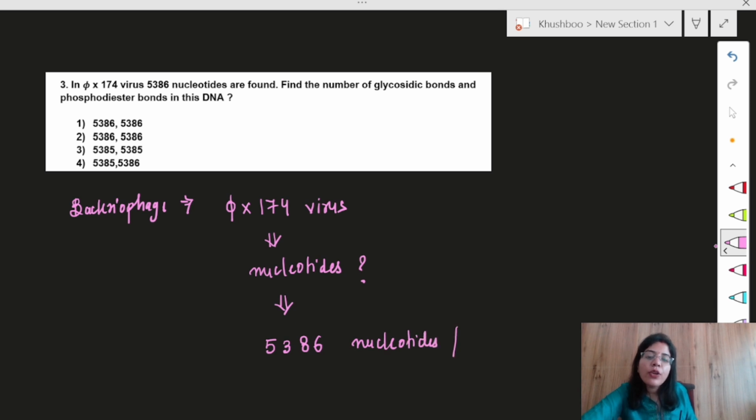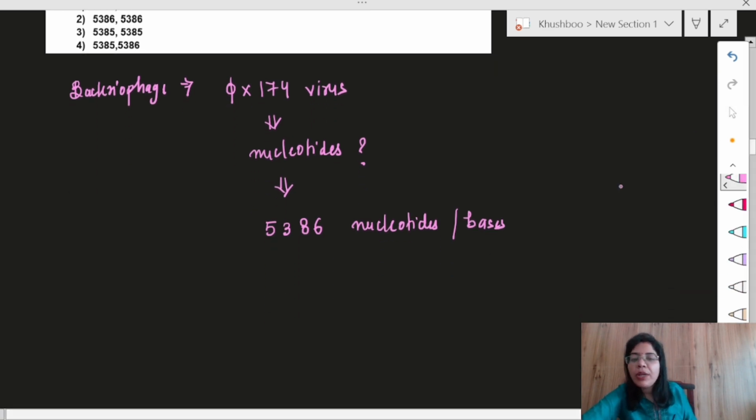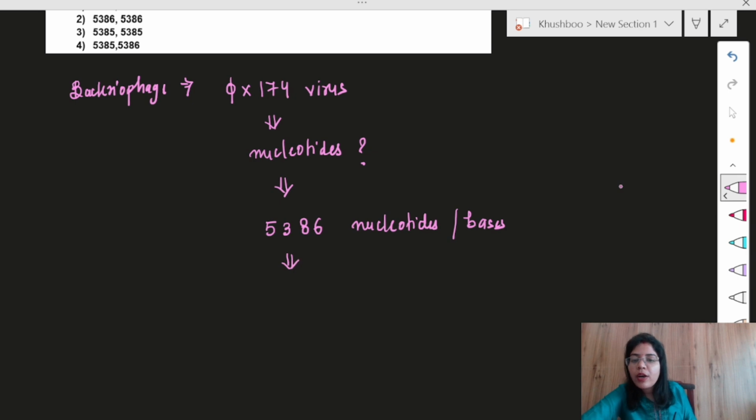Nucleotides, or you can even write bases. Okay, you can write nucleotides or bases. Why am I writing nucleotides and bases, not base pairs? Can anyone tell me? If you know, you can comment below.